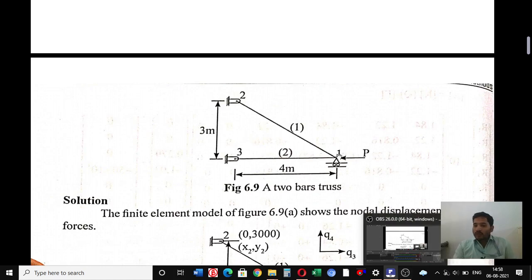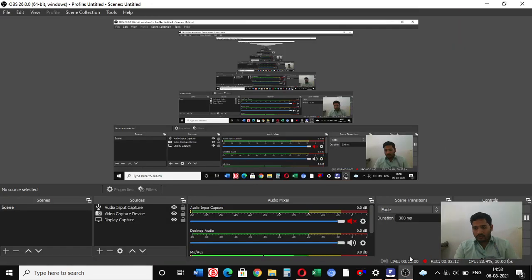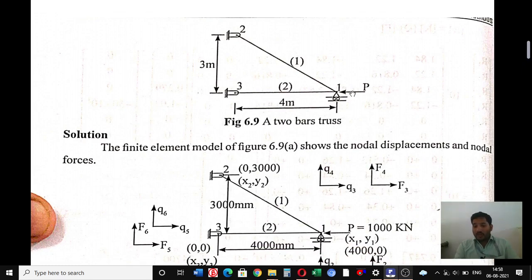Here this is the first node, the second node and this is the third node. If you join the first node to the second node, we form the first element. If you join the first node to the third node, we form the second element. Clear here? Again, here we are applying the compressive force toward the left side at node 1. At node 1, which support is acting here?